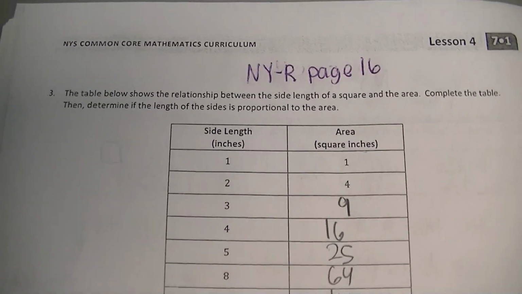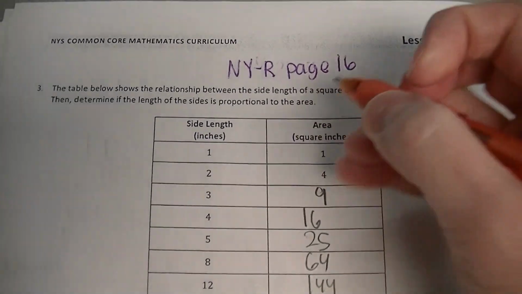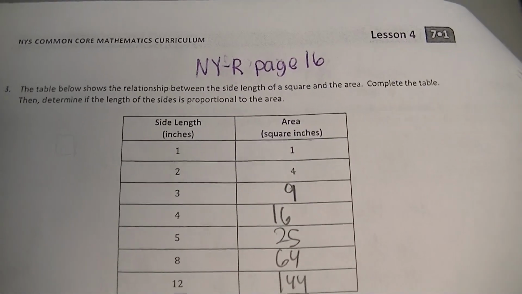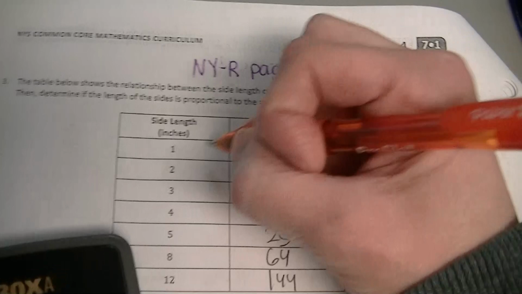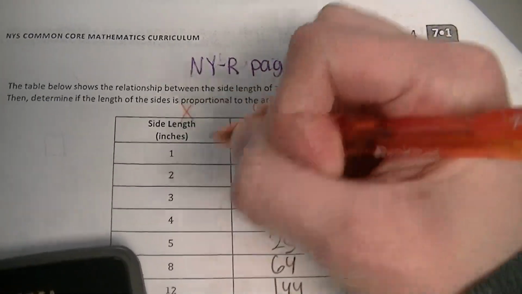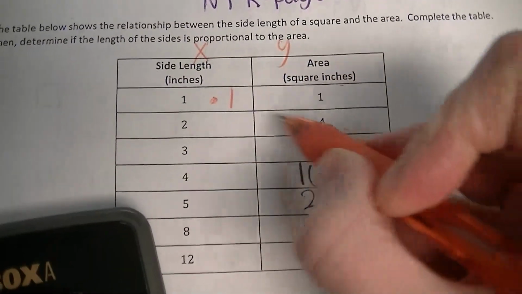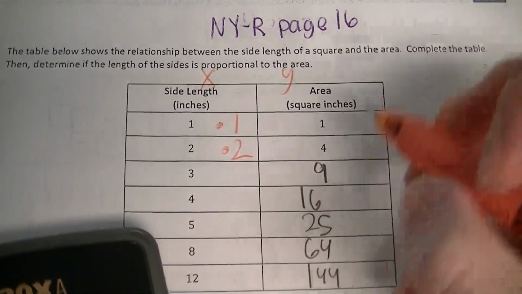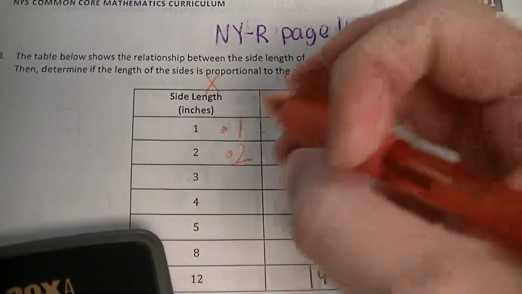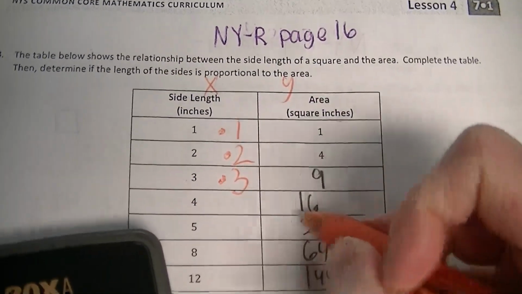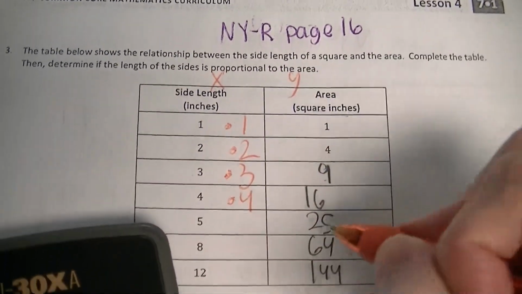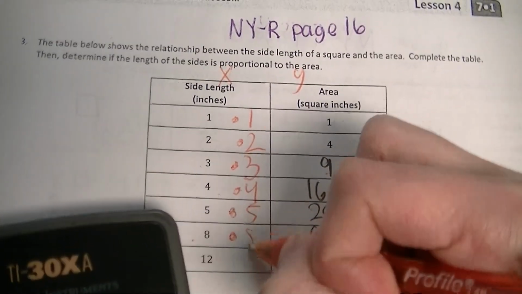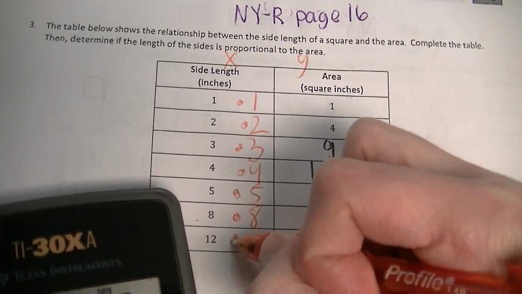Okay, remember to find out if it's proportional, you gotta go y divided by x, find the unit rate of every one of those values in that table. So I'm gonna just use my calculator. 1 divided by 1, well that's 1. Okay, 4 divided by 2, because it's y divided by x, is 2. 9 divided by 3 is 3. 16 divided by 4 is 4. 25 divided by 5 is 5. 64 divided by 8 is 8. 144 divided by 12 is 12.